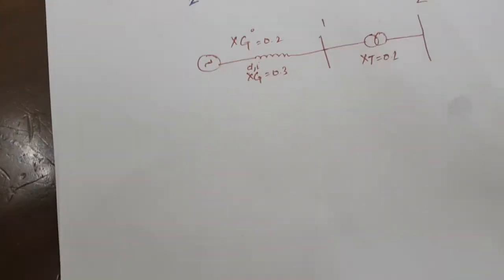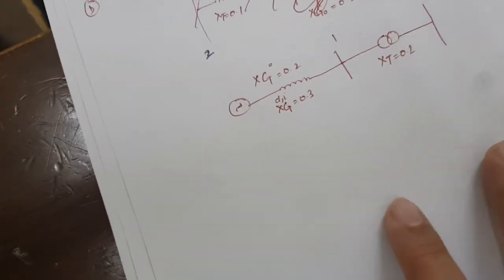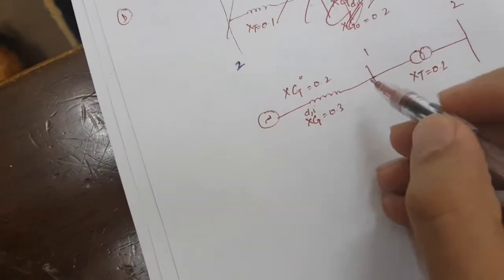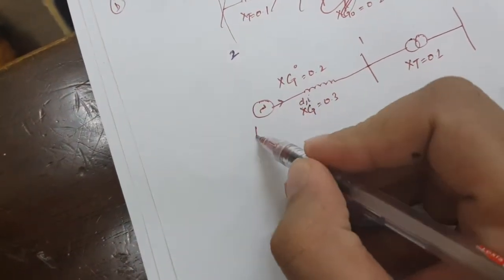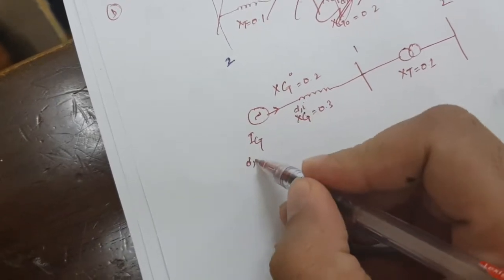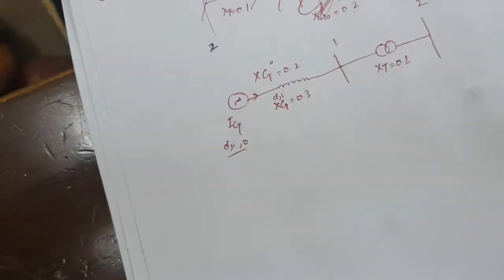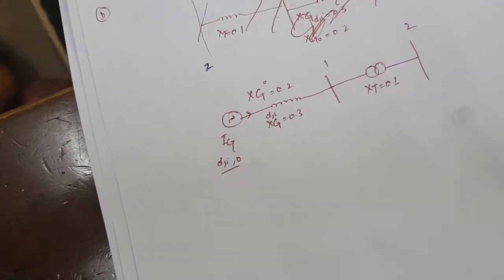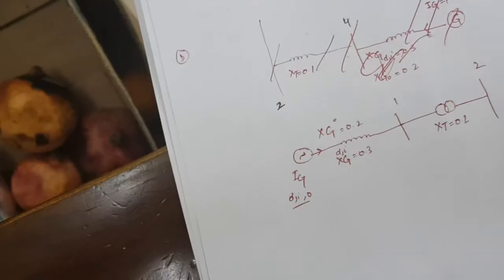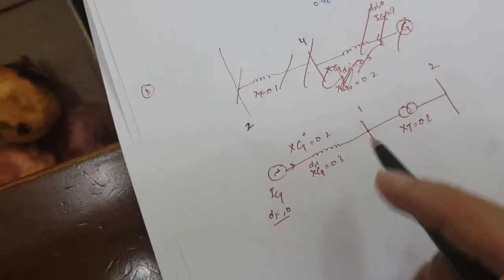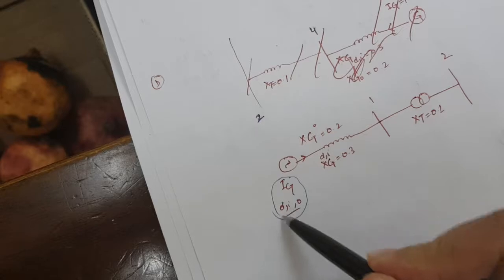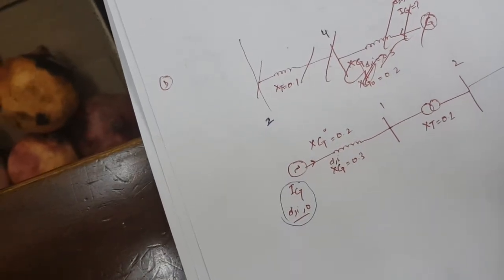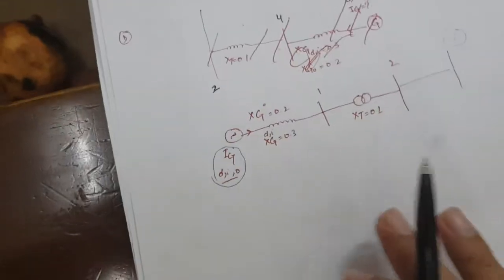So I have drawn a rough circuit for my own understanding. In the question they are asking for the generator positive, negative and zero sequence currents. So we have to find the generator current if there is a fault at bus number 3, which we already discussed in part 1.